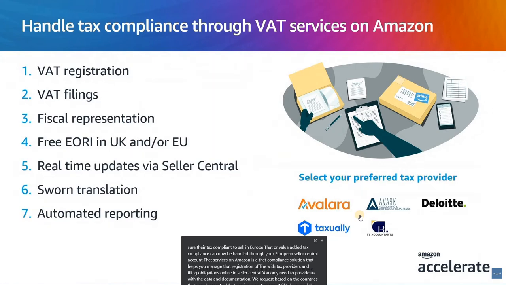And VAT Services on Amazon will take care of the complex, costly, and time-consuming processes for you. If you are a non-EU-based seller, you will be required to provide what is called fiscal representation in some EU countries in order to register for VAT. Your service provider will support you with the fiscal representation as part of VAT Services on Amazon. Similarly, in order to ship into the UK and EU countries, you will need what is called an EORI number, which your tax provider will also support you with obtaining as part of VAT Services on Amazon.